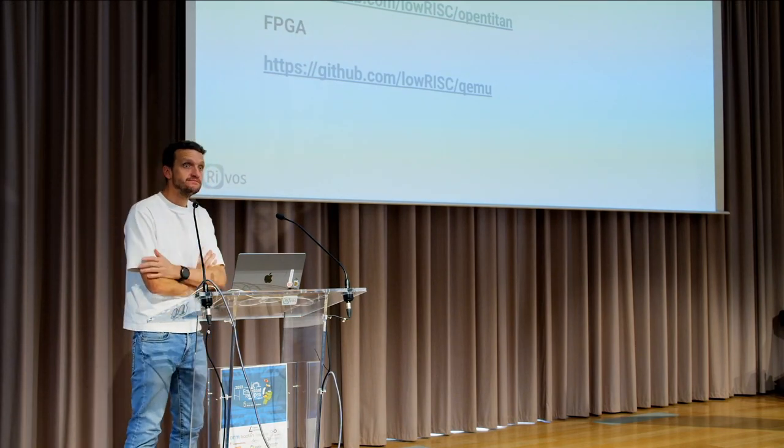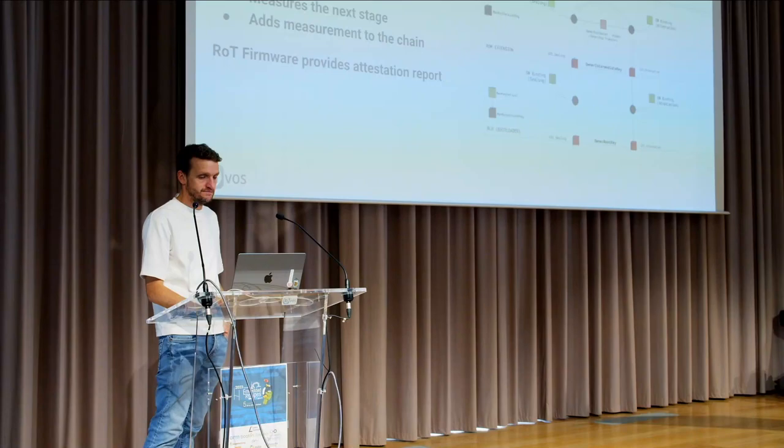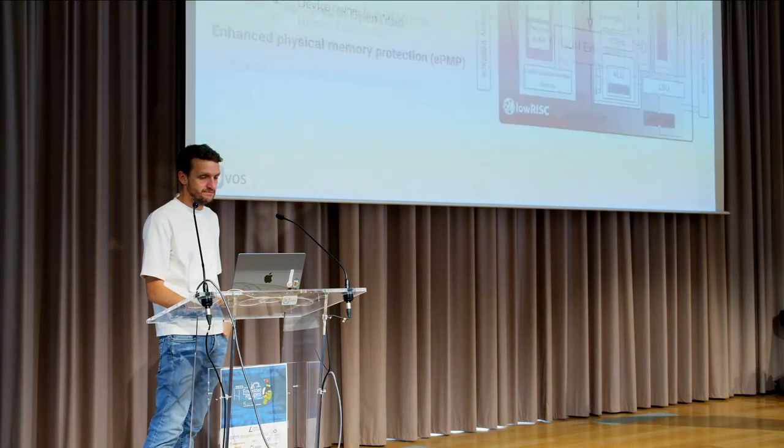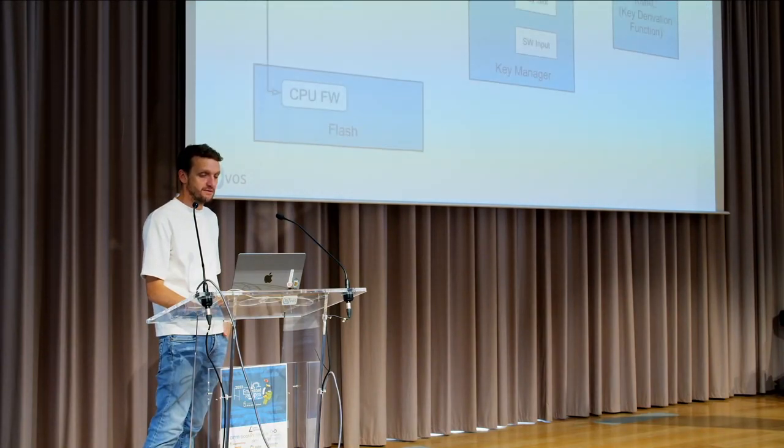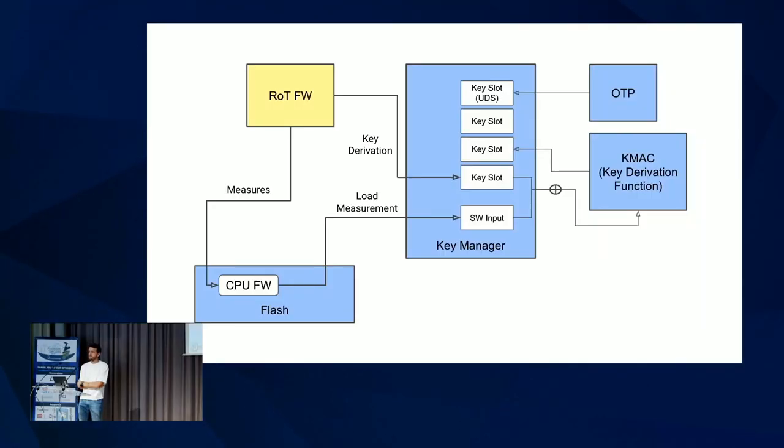So if you scroll back a few slides to where you saw the architecture, this one. Shouldn't the key slot derivation from the UDS be outside the key manager? Because what DICE says is that this should be isolated and alone, and you should derive a key and forget that part.